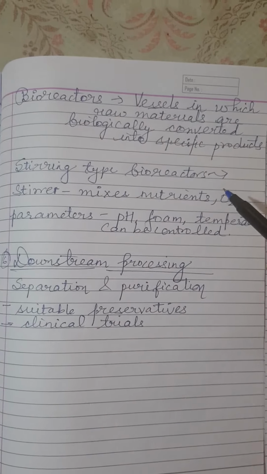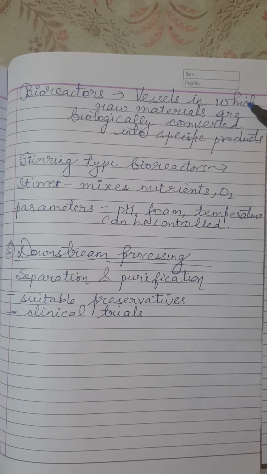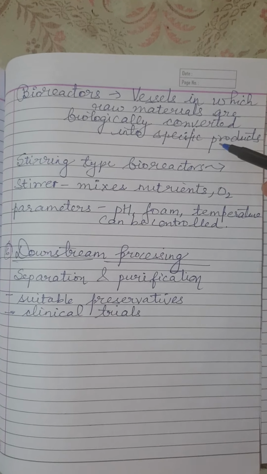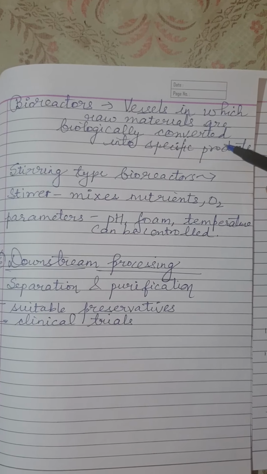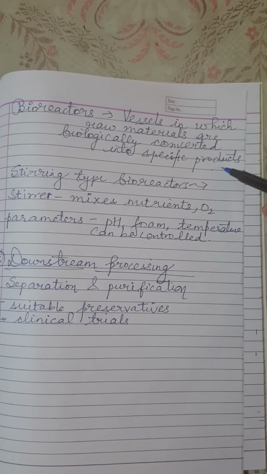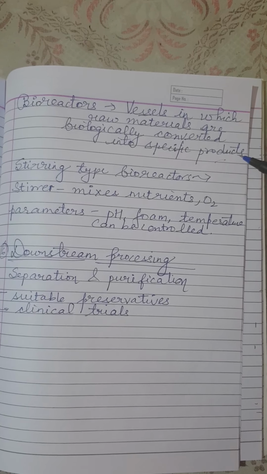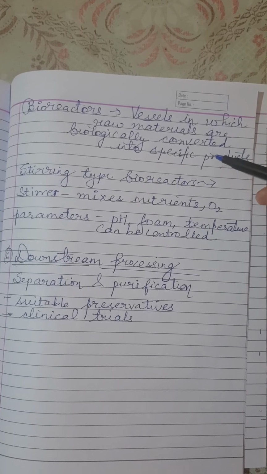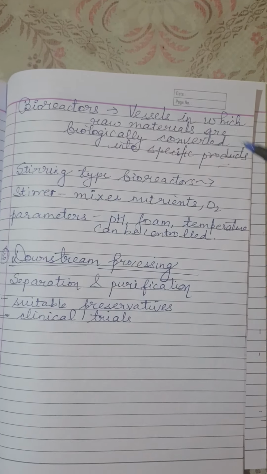At commercial scale, there are large vessels in which the raw materials we provide, that is nutrients, are biologically converted into specific products. It can be different organic acids, antibiotics, enzymes. Those vessels are referred to as bioreactors.